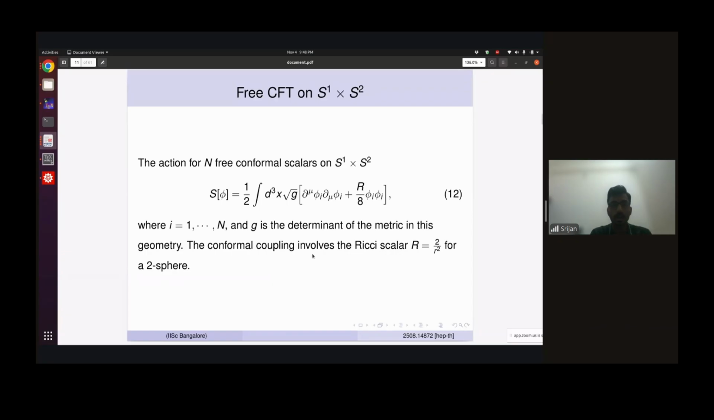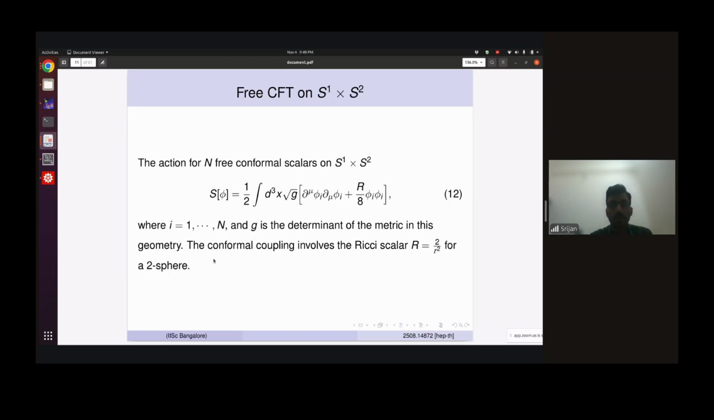To give a feel for what we are going to do, and the actual motivation, we start with the free CFT on S1 times S2. These results are quite well established, but I think they will be useful for our discussion of the ON model. Here I consider this action, which has the curvature or conformal coupling, where R is the Ricci scalar, and it is 2 by r squared for a two sphere.